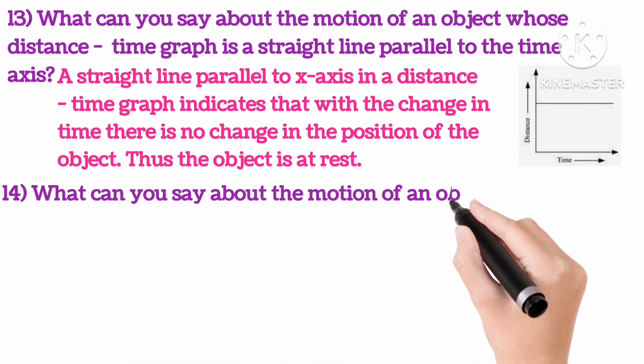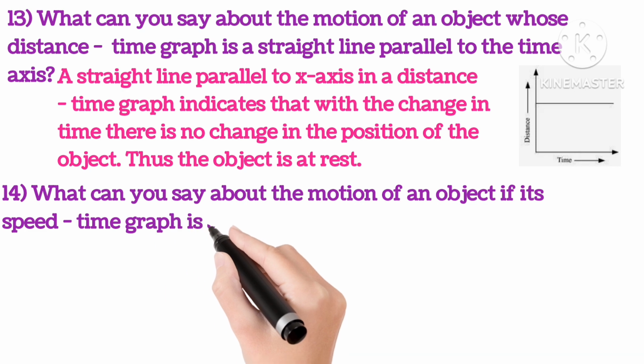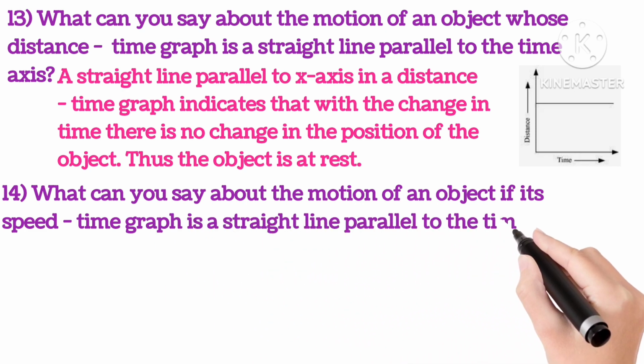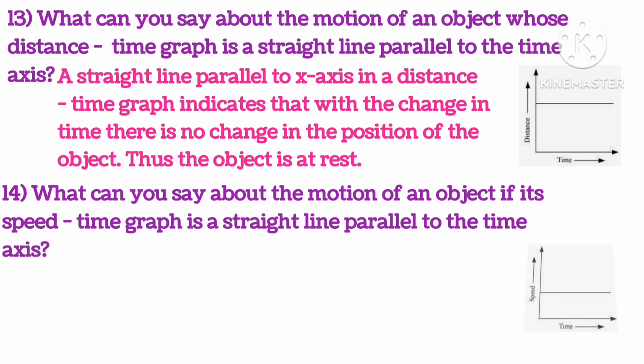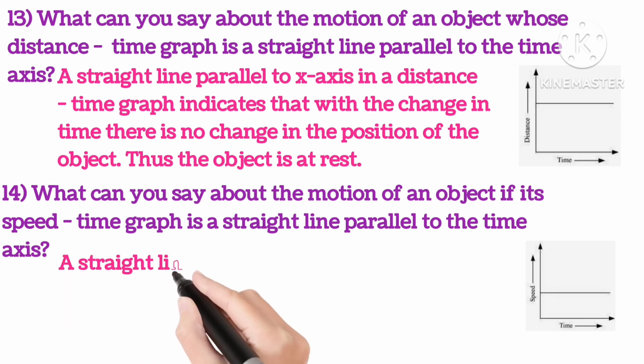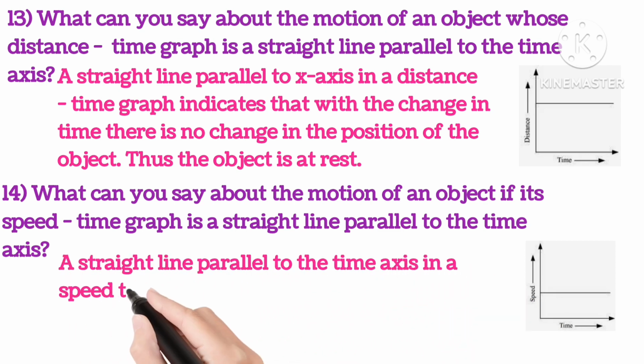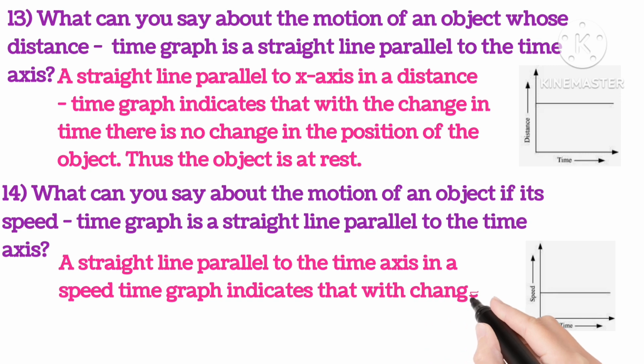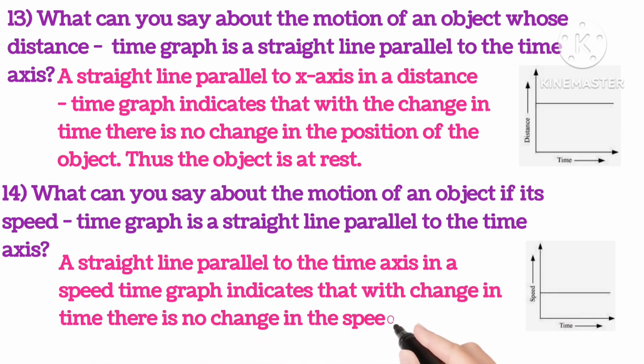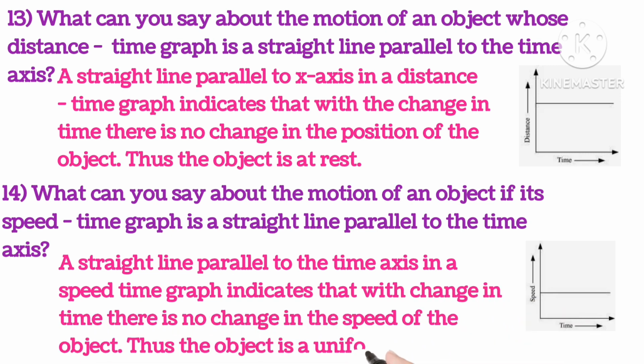What can you say about the motion of an object if its speed time graph is a straight line parallel to the time axis, as shown here? So a straight line parallel to the time axis in a speed time graph indicates that with change in time there is no change in the speed of the object. Thus the object is in uniform motion.